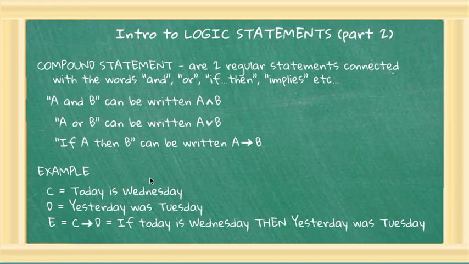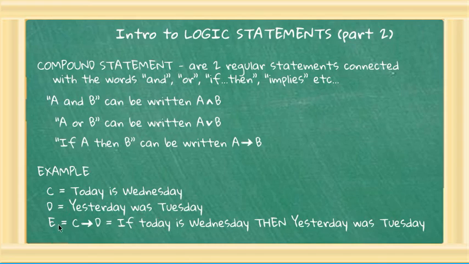And then here's a quick example. Let's say statement C says, today is Wednesday. All right, that's a statement because it could be true or false, and it has to be one or the other, true or false. Okay, statement D will say, yesterday was Tuesday.